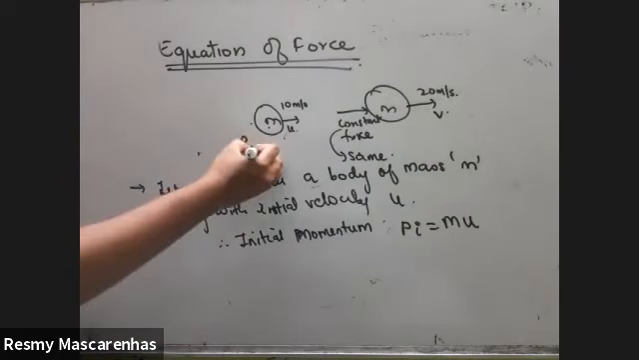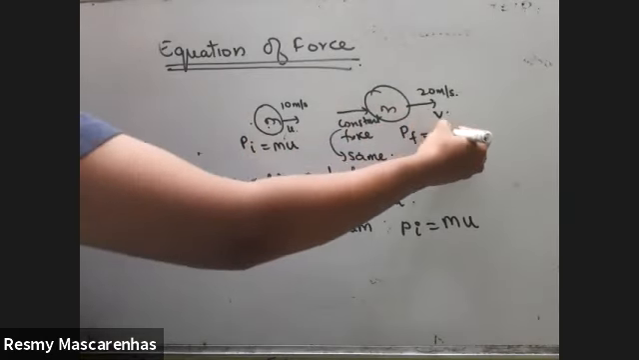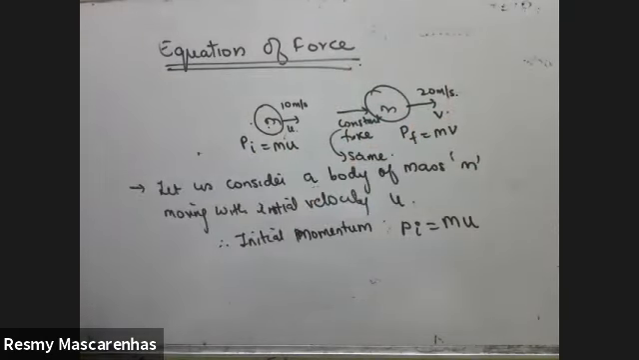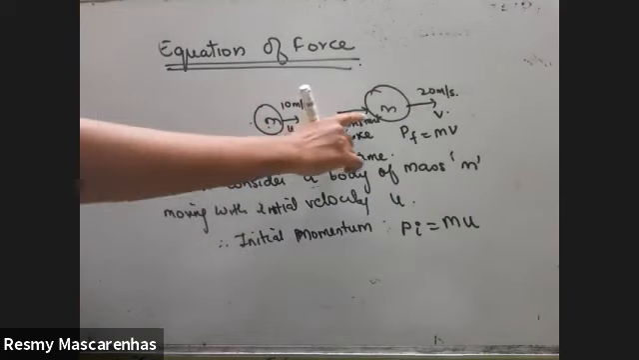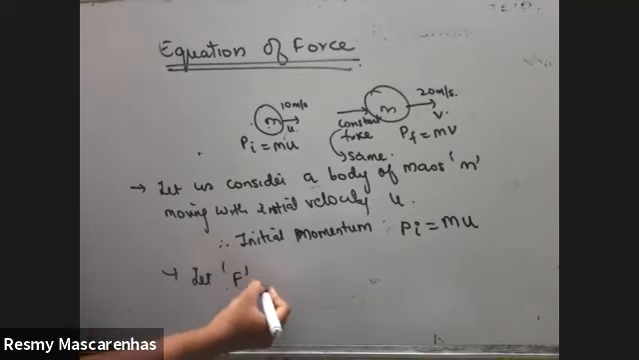So this will have Pi, which is m into u. This will have Pf, which is m into v. Final means v. Then what happened? This fellow was moving. Then what we are doing? We are applying some force. So let F be the force.